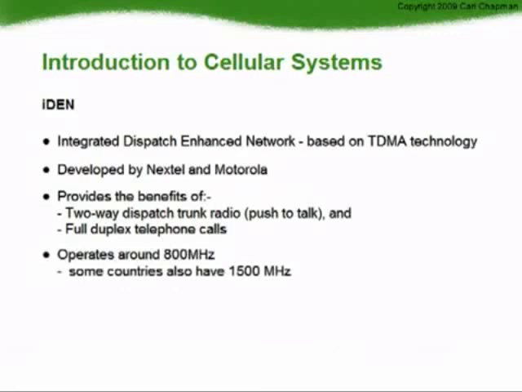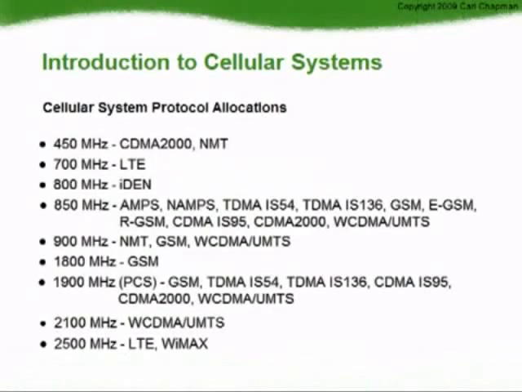The operation band is typically around 800 MHz, just below the cellular band. However, there is a 1500 MHz system in Japan. Dual-mode iDEN phones have the capability to switch to CDMA for telephone calls, but stay in iDEN mode for push-to-talk calls. Cellular systems around the world use a variety of technologies, protocols and frequencies.